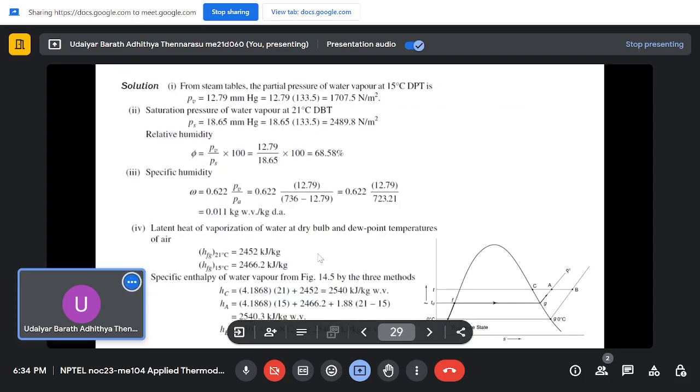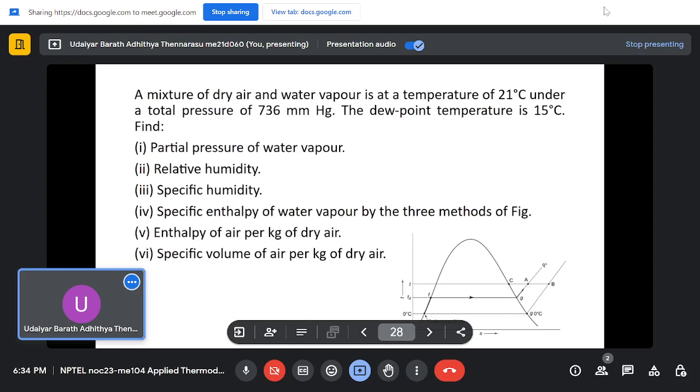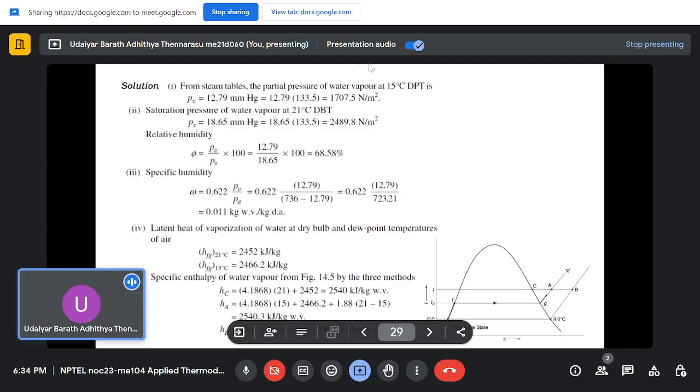So first, we know your dew point temperature is 15 degrees Celsius. At 15 degrees Celsius, the partial pressure of water vapor will be at this point C, the dew point temperature. So TD is the dew point temperature and T is the dry bulb temperature, and these lines are constant pressure lines. This is in the T-S curve, and these are constant pressure lines.